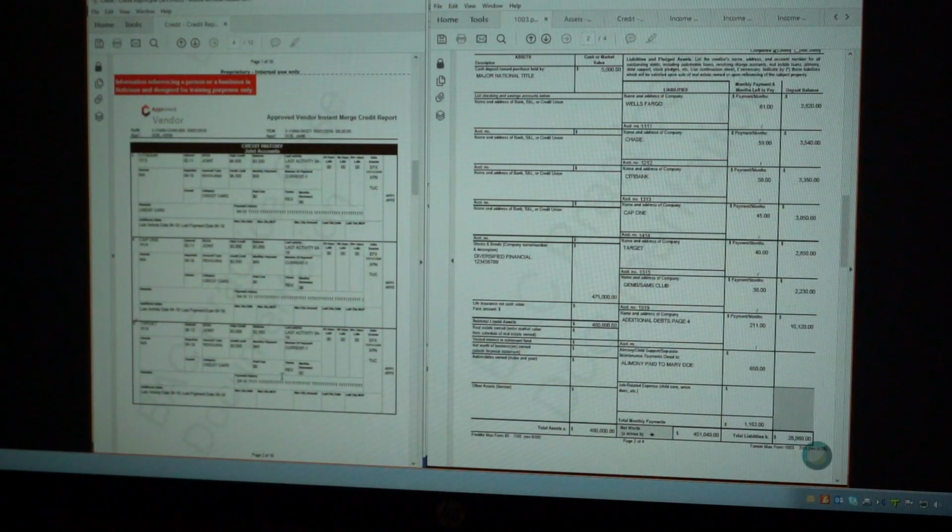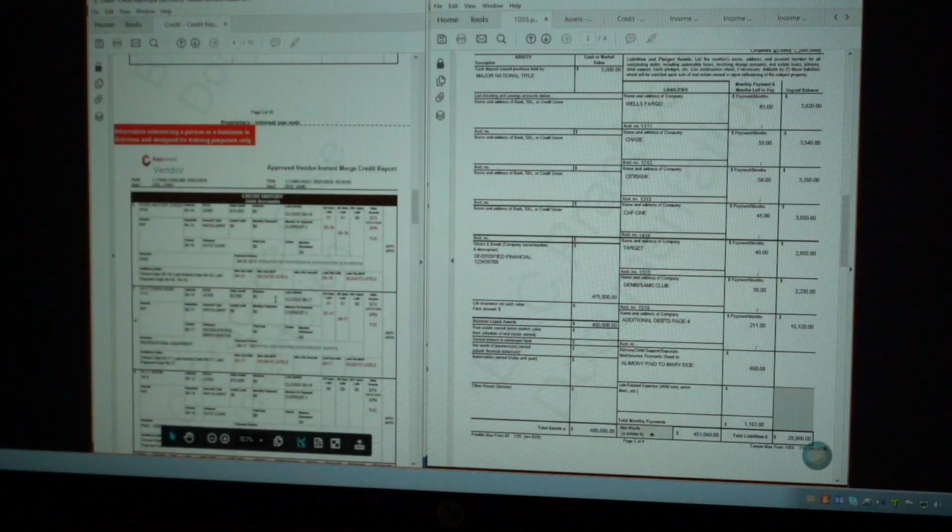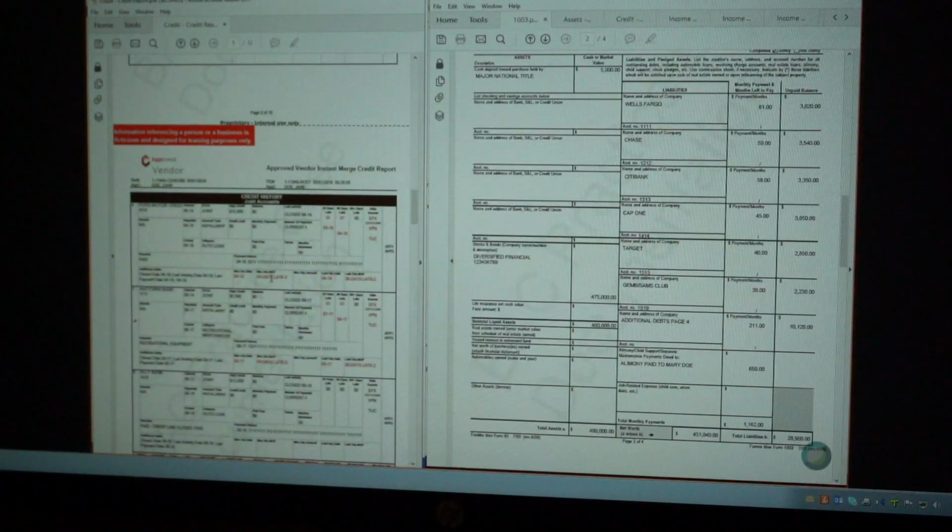It's also paid on time. And then we have Ford Motor Credit, which is closed, but this account was 60 days late, 3 times. So we've got an issue there with the auto loan, but it's closed and it's zero balance. But we still need to address it.